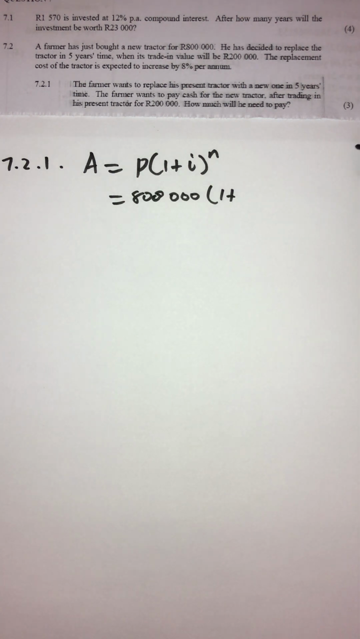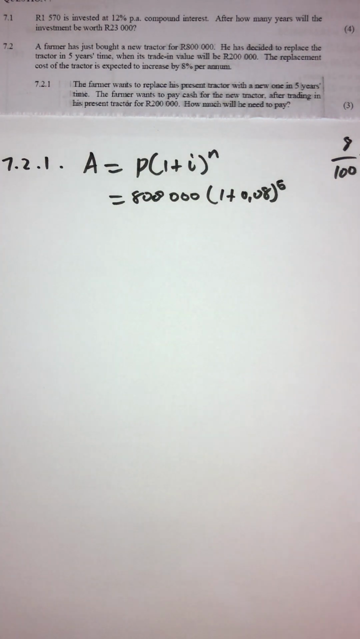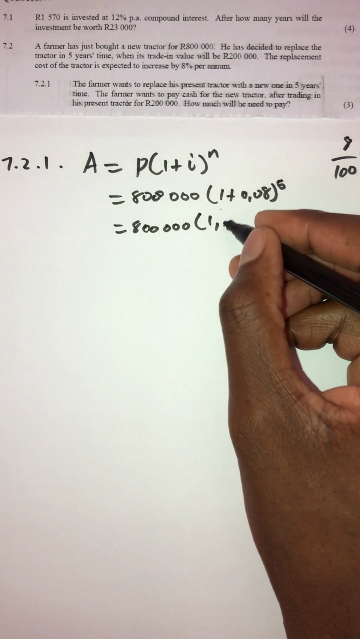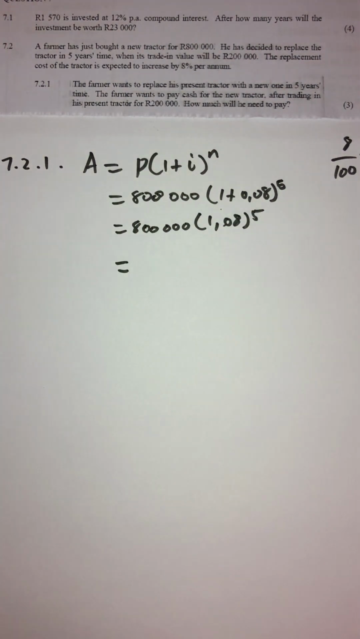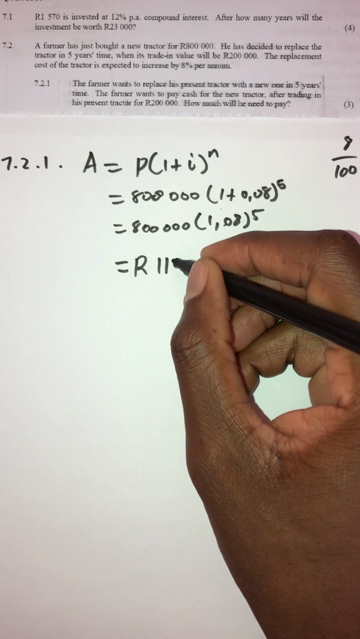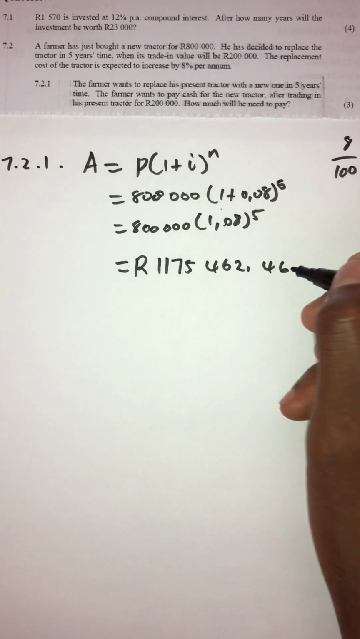So it's 800,000, 1 plus i, remember 8%, 8% divided by 100 is equal to 0.08. So it is 0.08. How many years? They said it's 5 years per annum. So now what is this? We're going to have 800,000 times 1.08 to the exponent 5. Now what is this? This is going to give us, remember, it's money, 1,175,462.46.